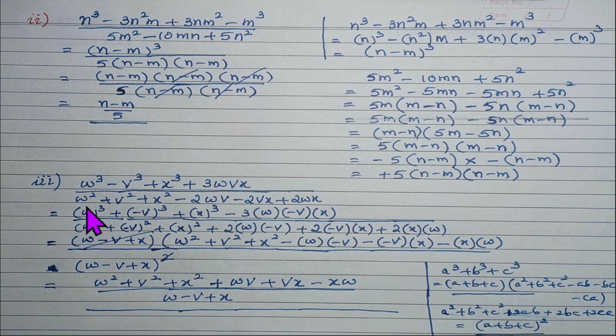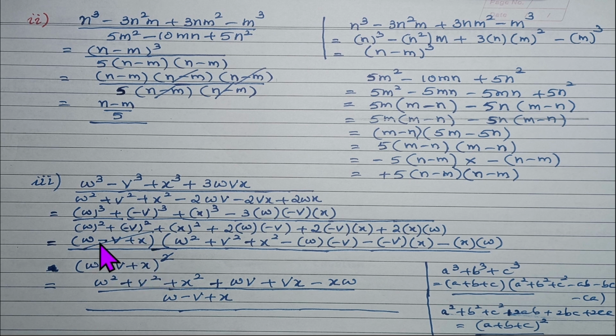Now take the denominator. I have 3 square terms there, and it is very clearly visible that it is of the form a plus b plus c whole to square. So let us see whether it is possible. a square is there, b square is there, c square is there, 2ab is there, 2bc is there, 2ca is there. Therefore I can replace this by a plus b plus c whole to square. Here a is w, b is minus v, and c is x. Therefore it will be w minus v plus x whole to square. So that is the denominator.